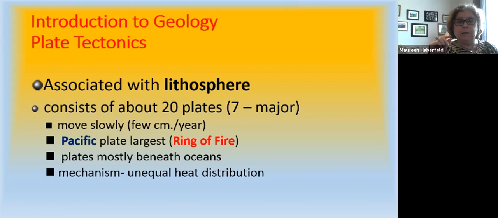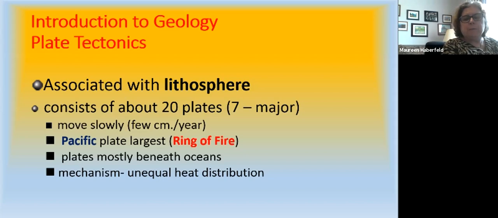The lithosphere consists of the crust of the Earth, which is the thin outer skin, and then the very upper part of the mantle that is still hard and solid rock. So those put together are the lithosphere. And the plates are in the lithosphere, so we call them lithospheric plates. The Earth consists of about 20 of these lithospheric plates. 7 of them are large or major plates, and they move slowly, a few centimeters a year. Some of the plates are beneath the ocean, some of them are on the continents, and most of them have both oceanic and continental material on them.